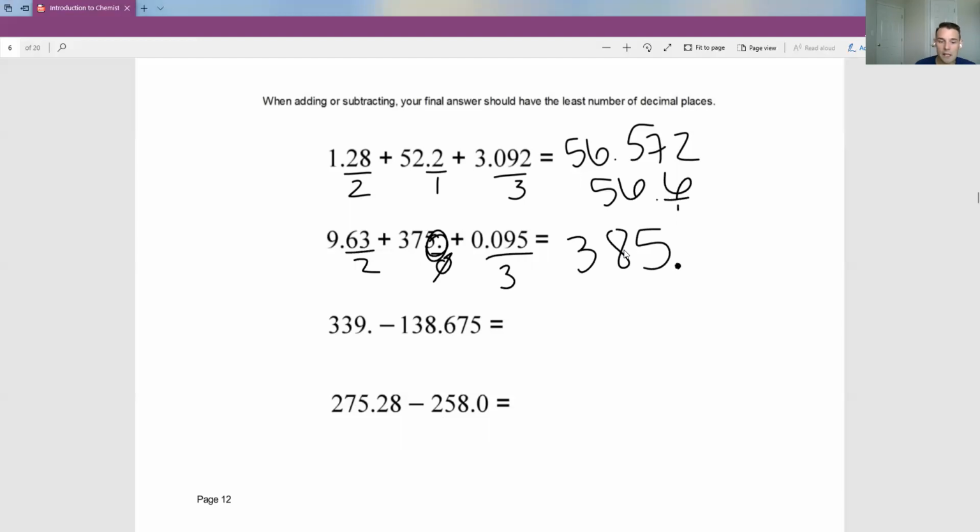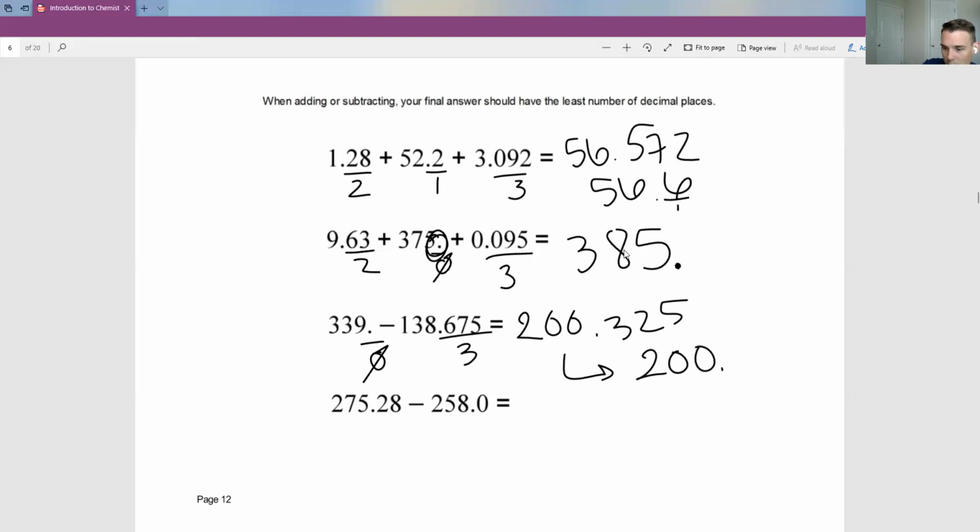Okay. Same in the next one, 339. There are no decimal places, but there is a decimal. This one has 3. I need no decimal place, but I do need a decimal. So it comes out to be 200.325. And then with sig figs, it's 200 with the decimal. And then finally, two decimal places, 1 decimal place. My final answer is 17.3 for that one. Okay. So again, looking for the least number of places after the decimal.